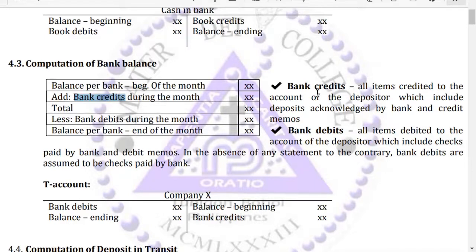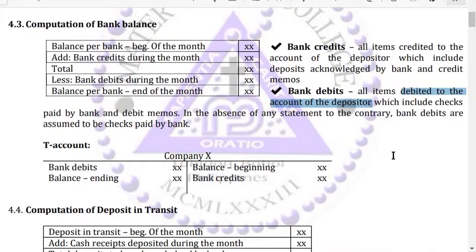maadan ang iyahang account. On the contrary, on the other side, if it is debits on the side of the bank, pasabutan na niya is naa siya'y gideduct. Okay? So, these are items debited to the account of the depositor, which includes checks paid by bank and debit memos. In the absence of any statement, bank debits are assumed to be checks paid by the bank. So, di ba pag magbayad og cheque, makuhaan man ang ato ang balance.